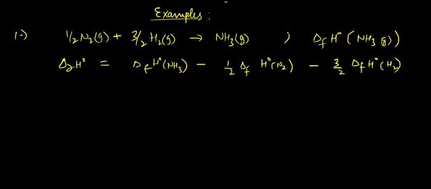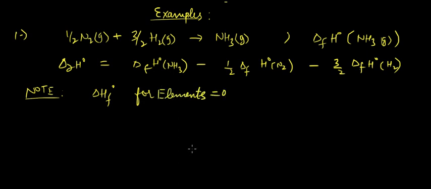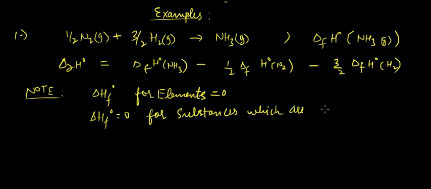Okay. And just an important note here that delta_f H naught at standard state for elements is considered to be 0. Okay, or delta_f H naught is also considered 0 for substances which are stable in nature. By stability in nature, we mean those which are in native form in nature.